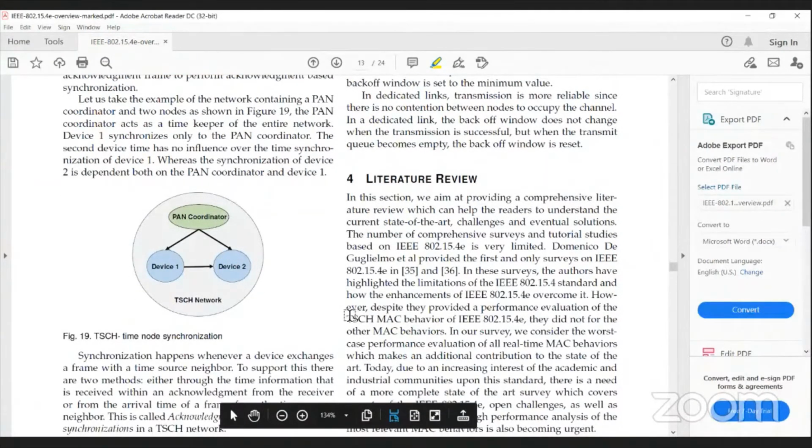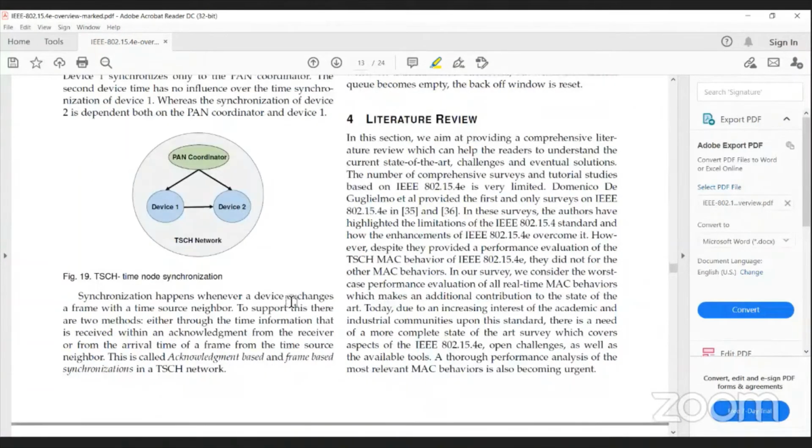Now this picture is actually telling you the issue of, just concentrate on the picture. Device 2 you take, okay? Device 2, if you see, has two arrows coming in, whereas device 1 has only one arrow. That means device 1 is only worried about its coordination to the PAN coordinator, whereas device 2 has to worry about its coordination to device 1 as well as to the PAN coordinator. That's what essentially this means.